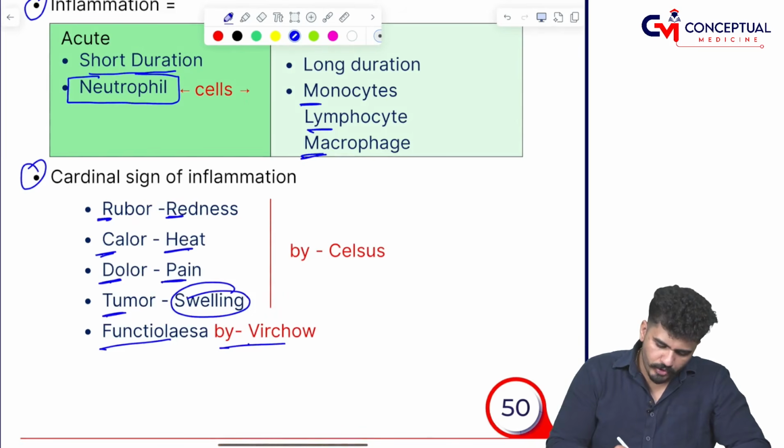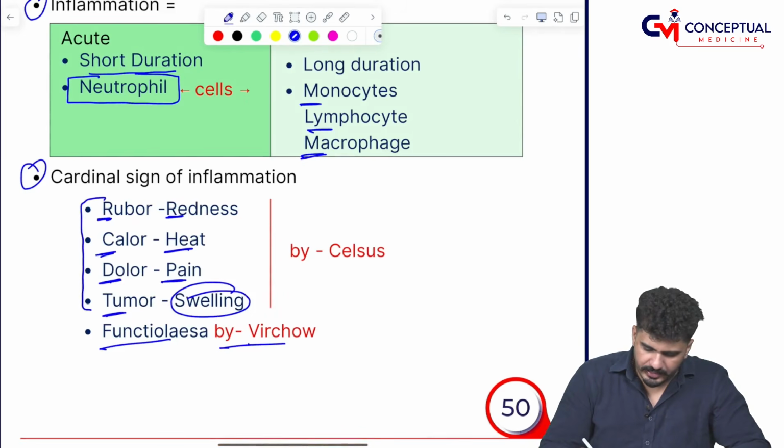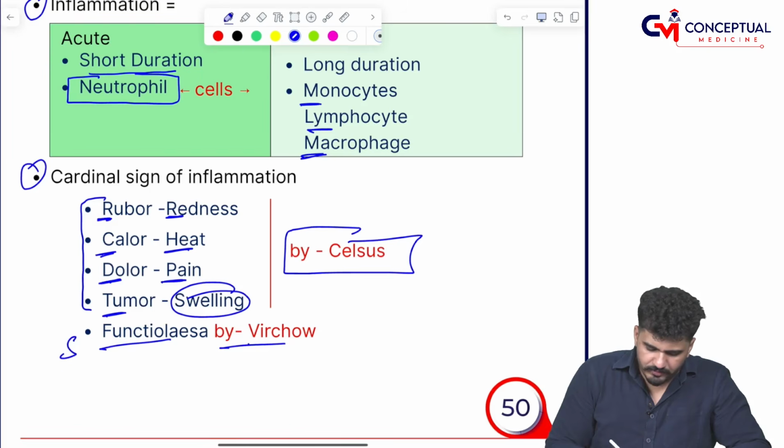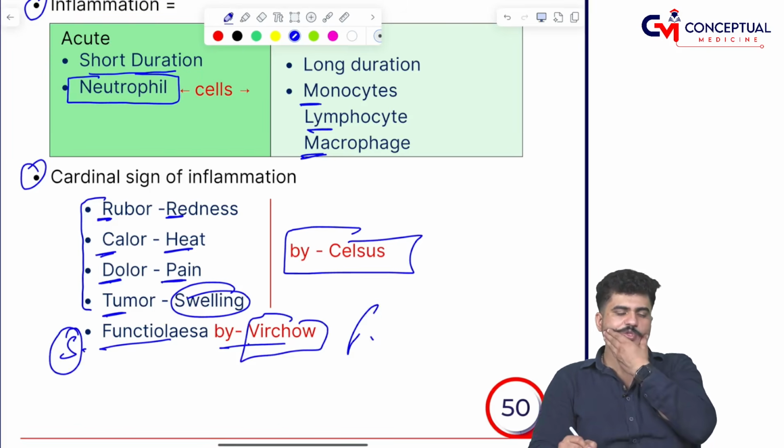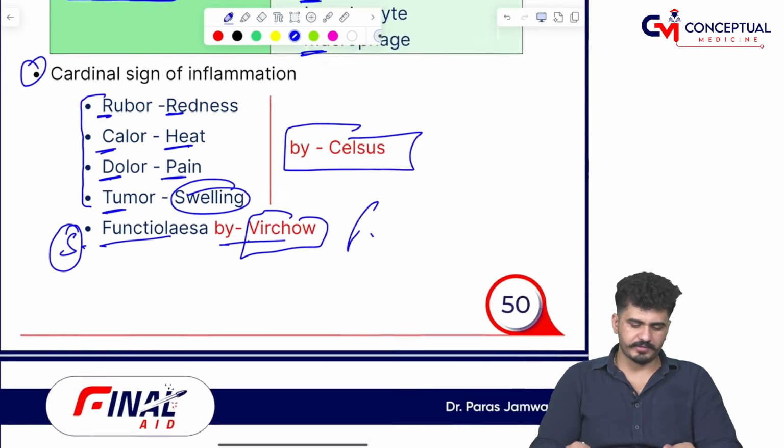Now the first four, rubor, calor, dolor and tumor, were given by Celsus. And the fifth one, functio laesa, was given by Virchow. This was also your exam question, my dear friends.